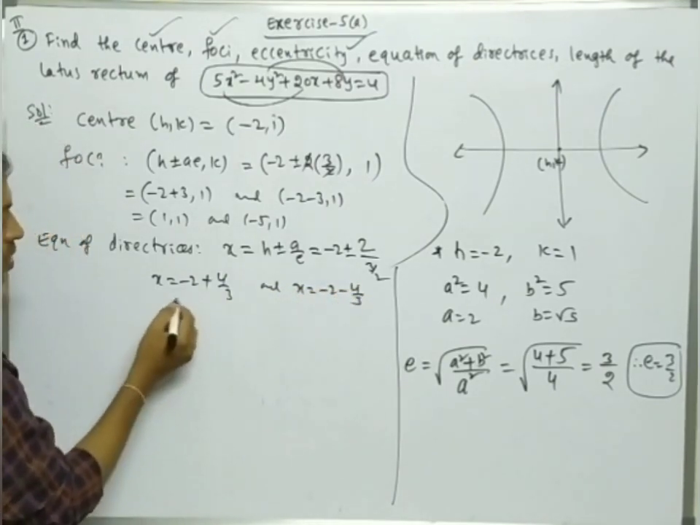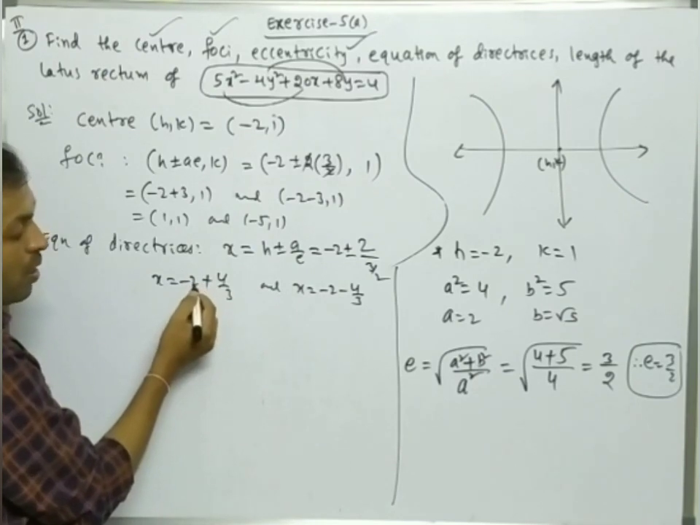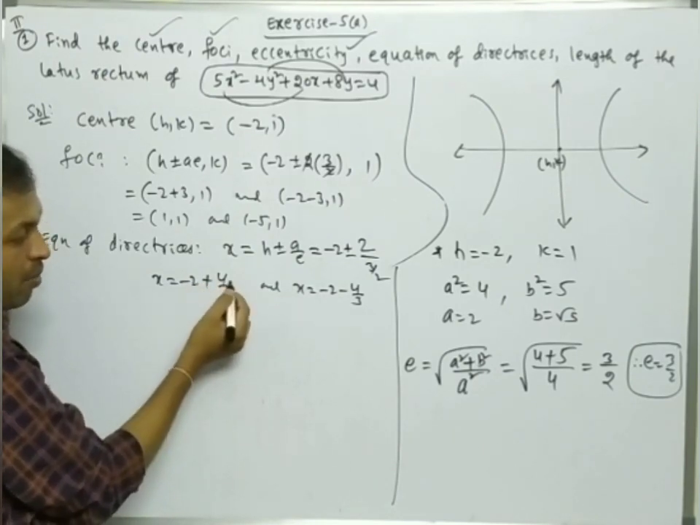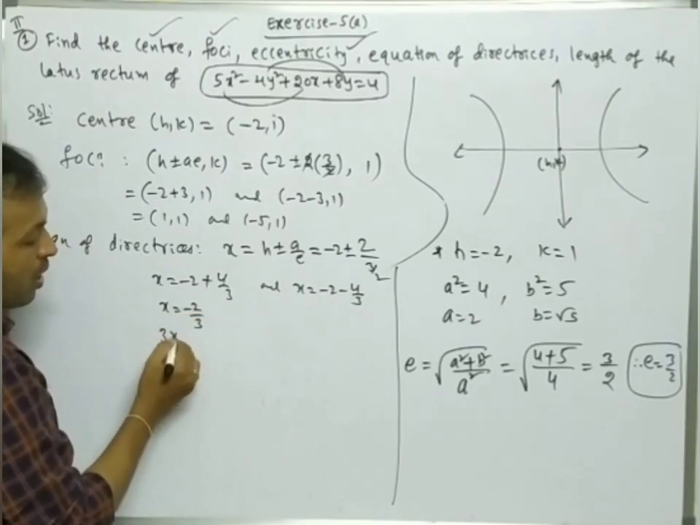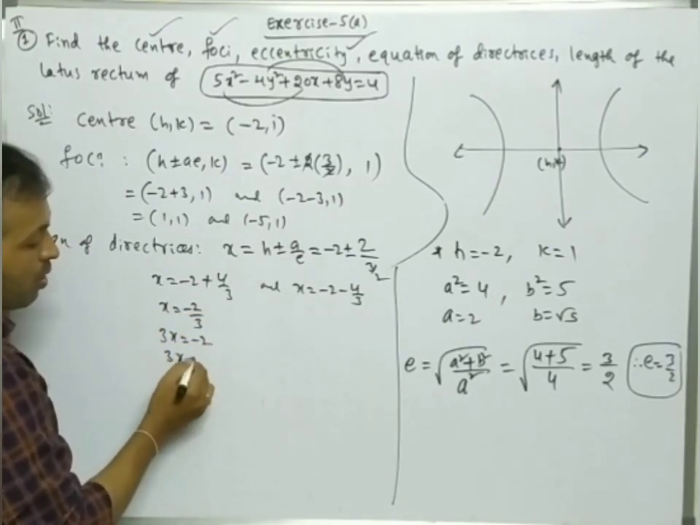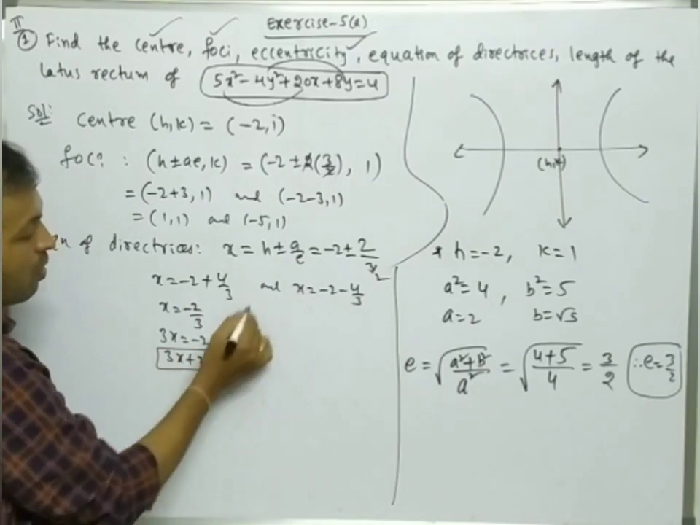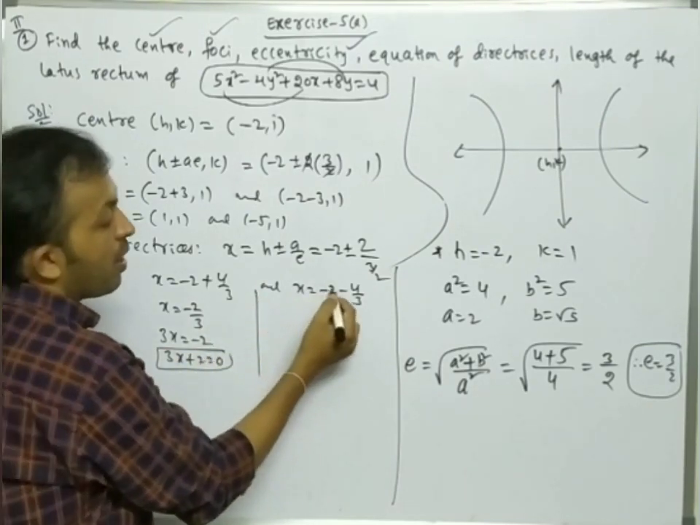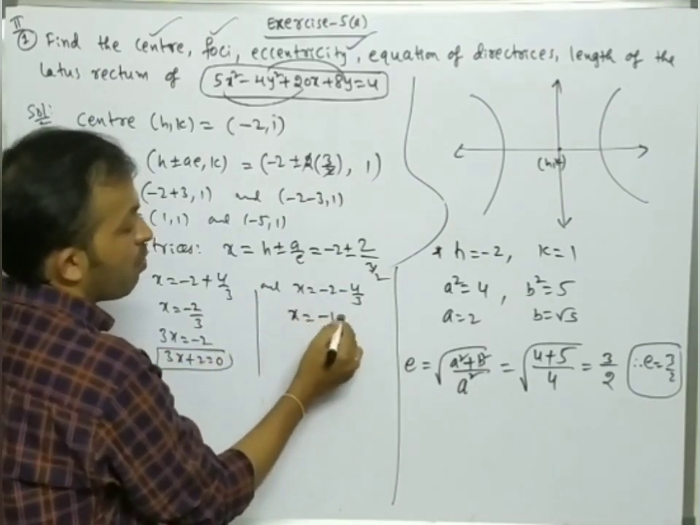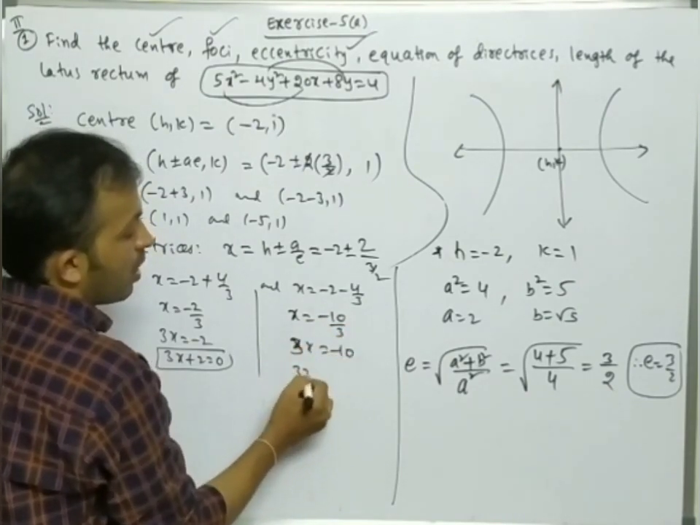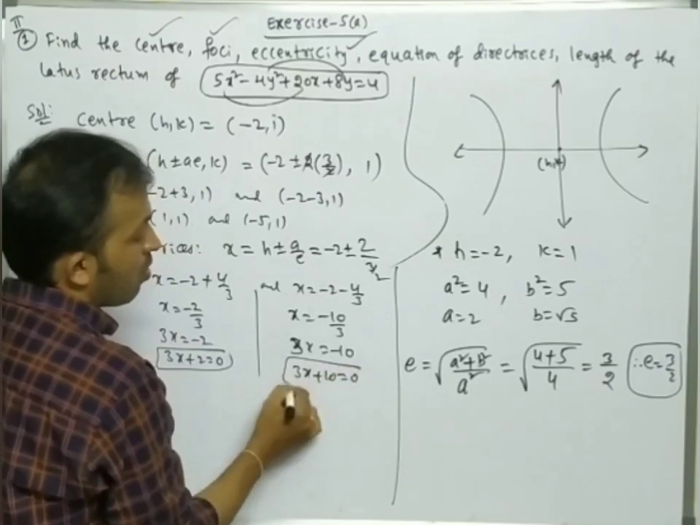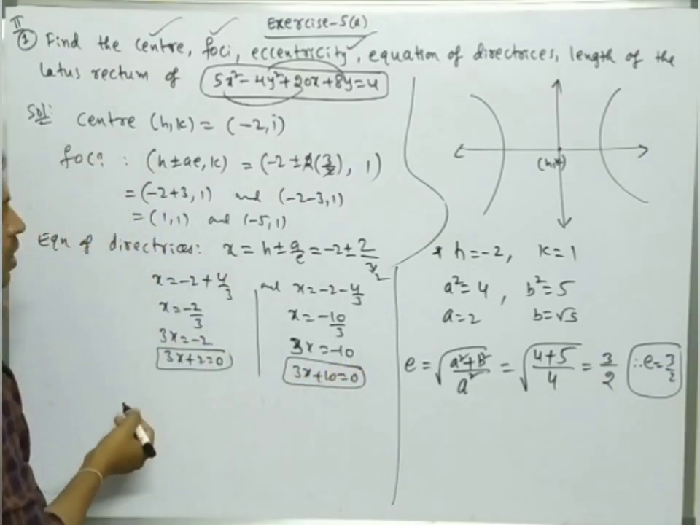Okay, so that means 3 into minus 2 is minus 6, minus 6 plus 4 is minus 2, so x is equal to minus 2 by 3, 3x is equal to minus 2, 3x plus 2 is equal to 0. That is one equation. And minus 6 minus 4 is minus 10 by 3, 3x is equal to minus 10, 3x plus 10 is equal to 0. So these are the equations of directrices.